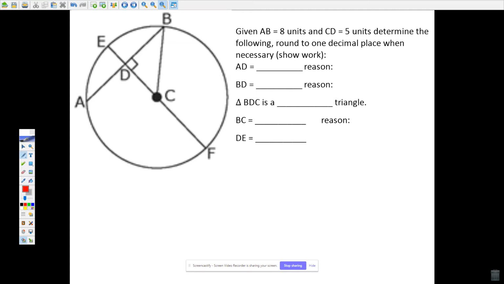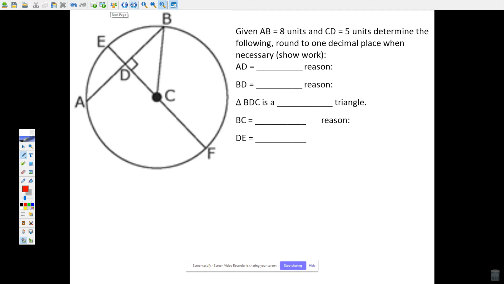For this first question, you were given that AB is 8 units and CD is 5 units. With that information, I need you to answer the following 5 questions. This will take a few minutes for you, likely. Please try it now, and then we'll look at the answer.